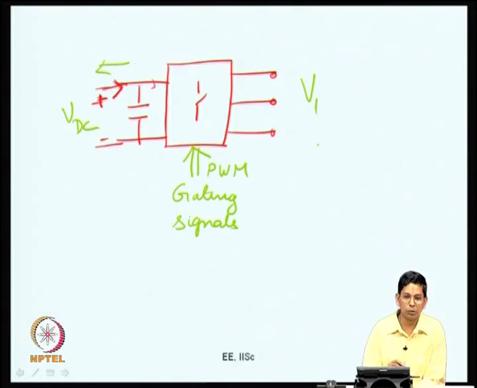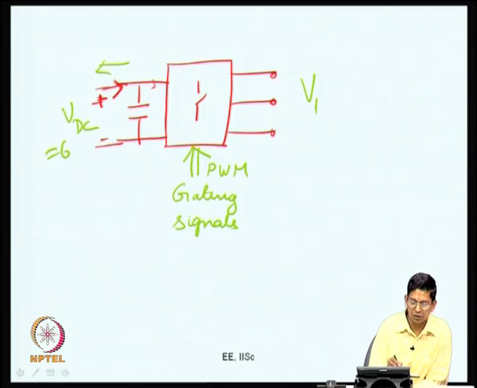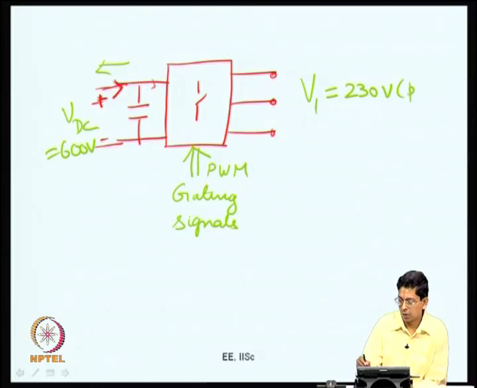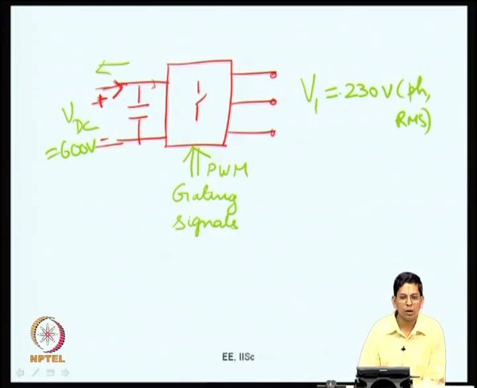Let us say you have a DC bus voltage. Let us say this DC bus voltage is equal to some 600 volts. Let me say you need a fundamental voltage, and that fundamental voltage is equal to, should I say, 230 volts phase RMS. This is what you want now. So, this voltage, 230 volts, can be synthesized out of this through very many methods.